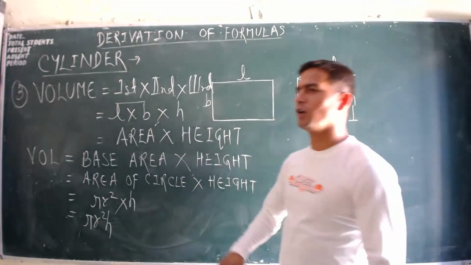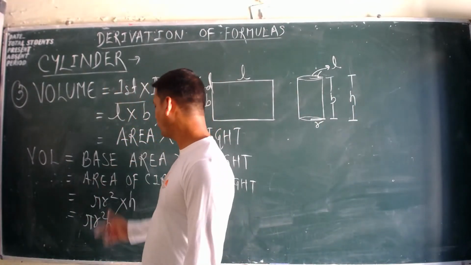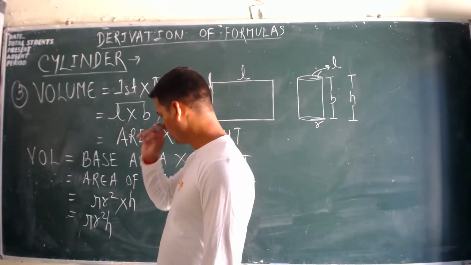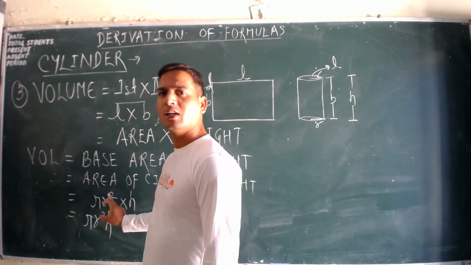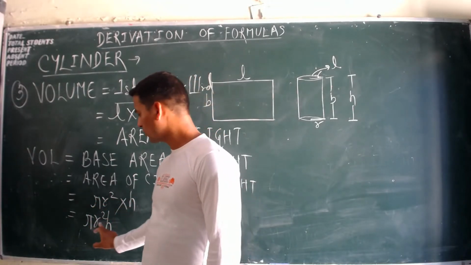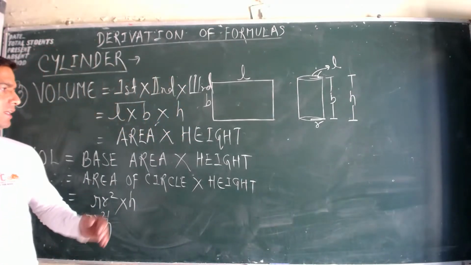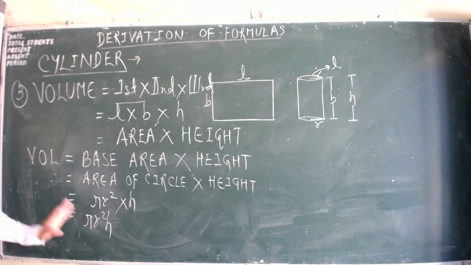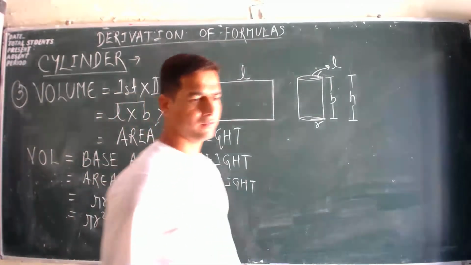How can we get the volume of cylinder formula? Volume will be equal to the base area into height. Since the cylinder has a circular base, circular area into height. Area of circle is pi r square, into h gives pi r square h. So dear student, this is how we got the formula of volume of cylinder. This is pi r square h. Okay. So volume of cylinder.